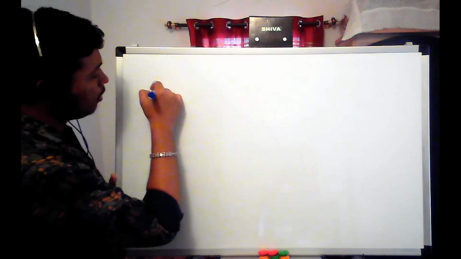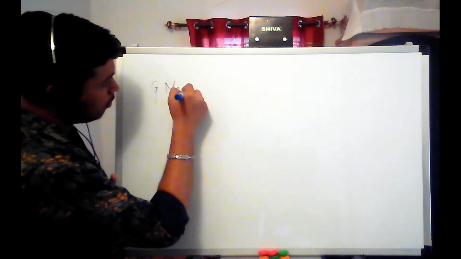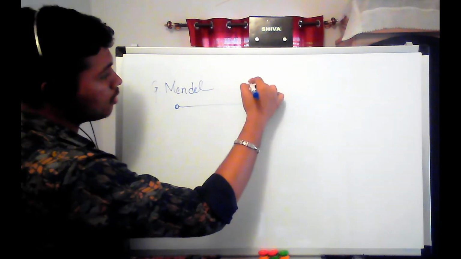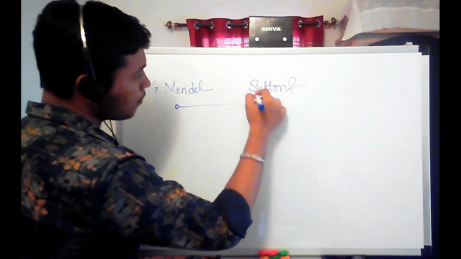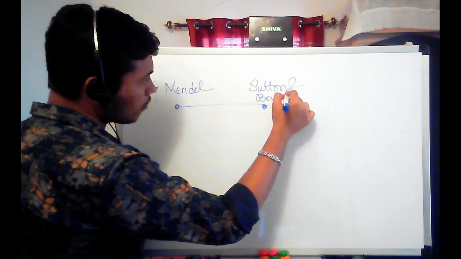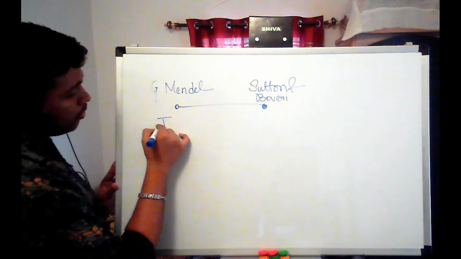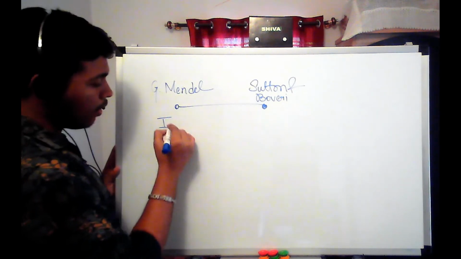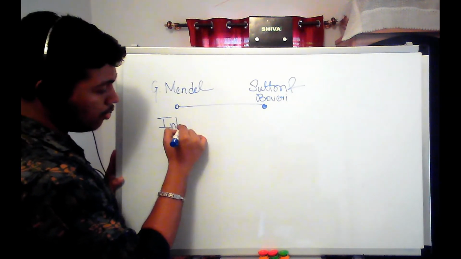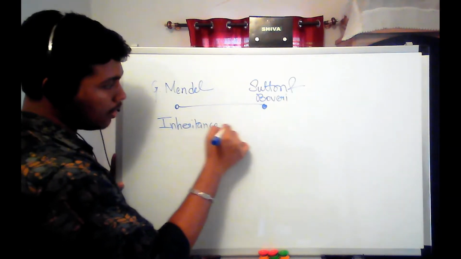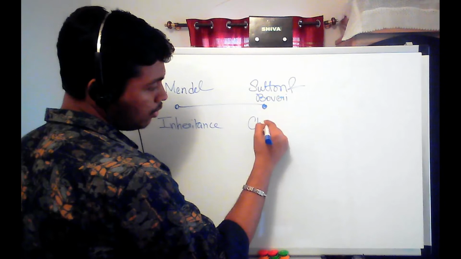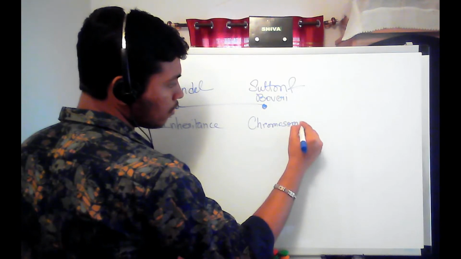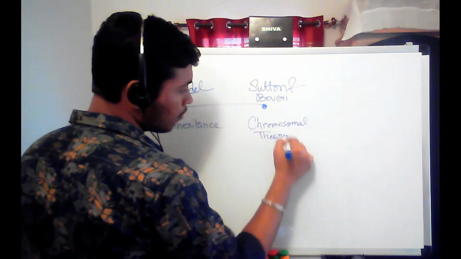First comes Sir Gregor Mendel, then comes Sutton and Boveri. Sir Gregor Mendel was a monk. He gave us the theory of inheritance. Sutton and Boveri with their experiments gave us the chromosomal theory of inheritance.